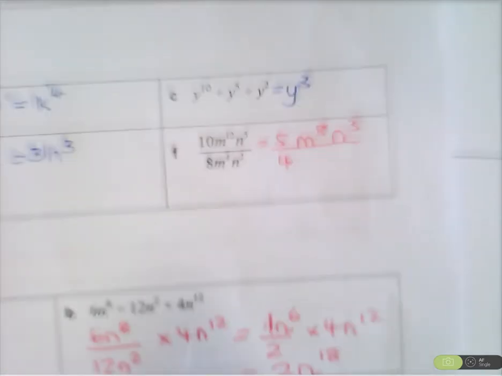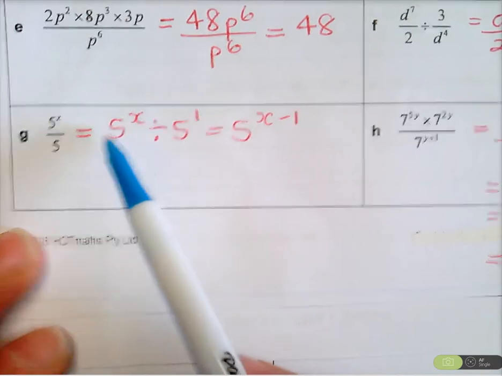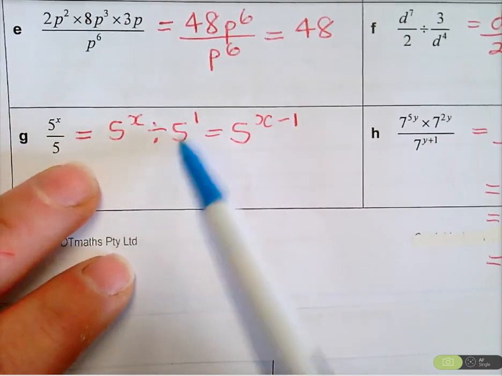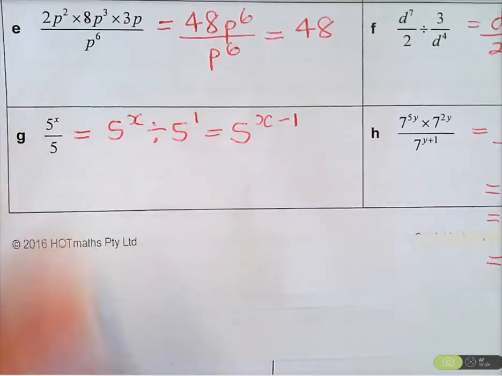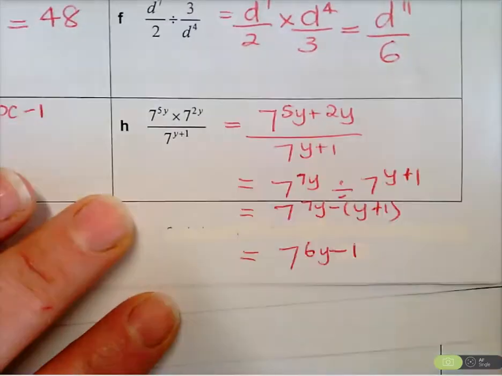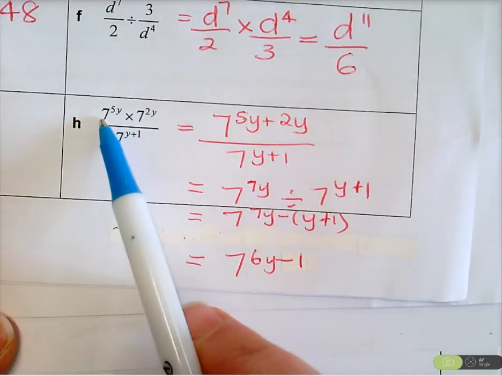And I think we've done the other one in class. Bases are both 5. That's 5 to the power of x divided by 5 to the power of 1. Bases are the same. You just subtract the indices, x minus 1. Same idea over here. Bases are all 7. So bases are the same.